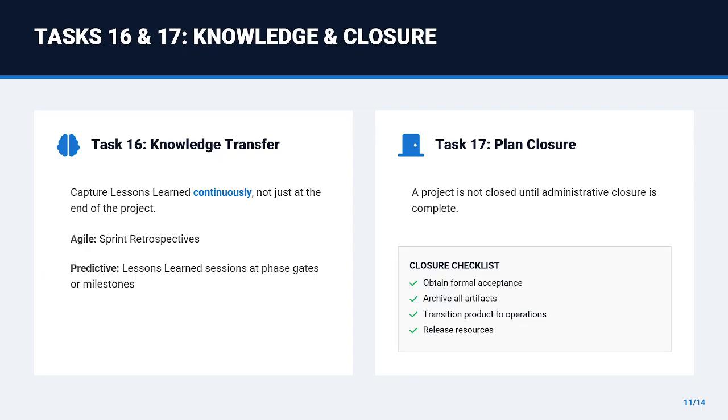Task 16 is ensuring knowledge transfer. This means capturing lessons learned continuously throughout the project, not just at the end. In Agile, this happens during sprint retrospectives. Task 17 is planning and managing project closure. A project is not closed until formal acceptance is received, artifacts are archived, resources are released, and the final product is transitioned to operations. Do not skip the administrative closure processes.